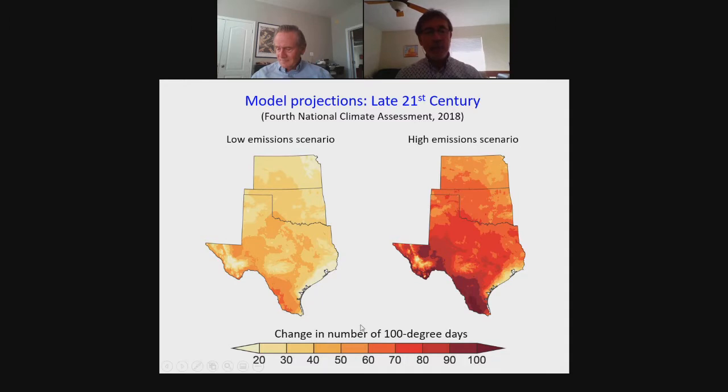And so you can see on the scale here on the bottom, the change in number of 100-degree days. What does that mean? That means compared to today, how many more days a year will it be 100 degrees or warmer? Okay. So what this says, if we look at the high emission scenario, if we look at Central Texas, like Austin, like right here, we're right on the boundary of somewhere around 70 to 80 more days.